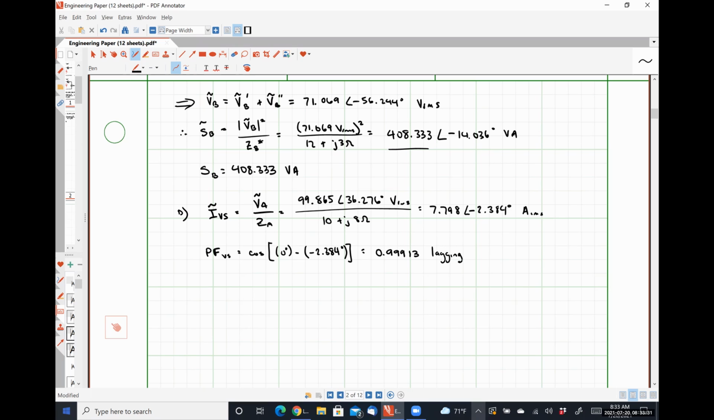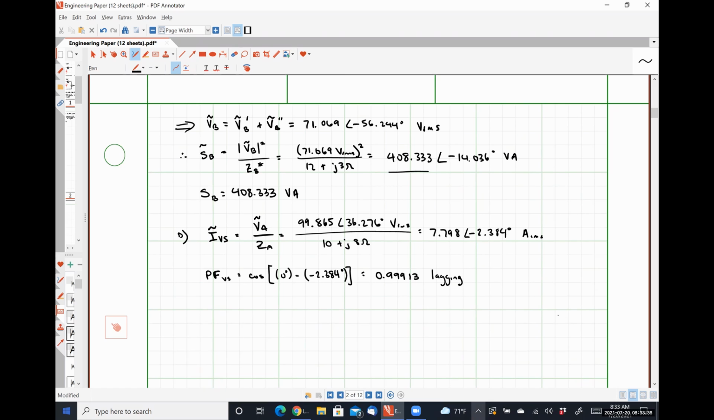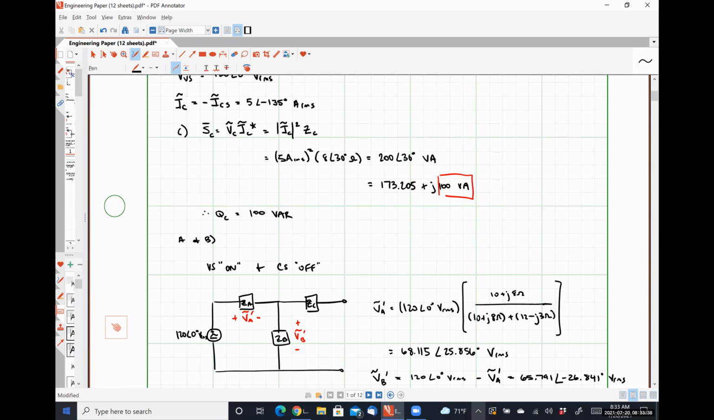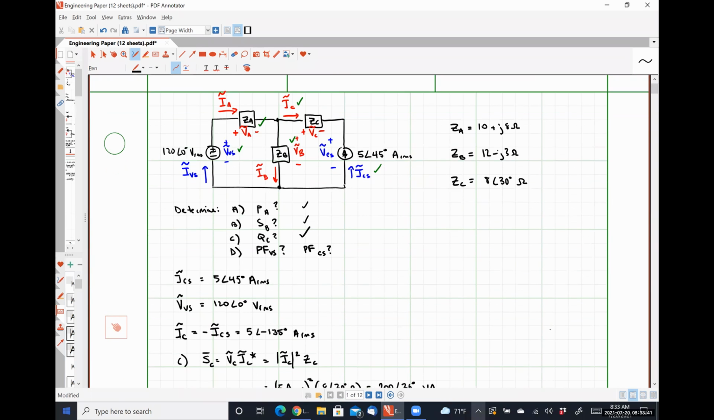All right, now let's take a look back at our circuit diagram again. We figured this guy out, so the only thing that we have left to figure out is that quantity VCS. Any thoughts on how we might do that based on what we know?